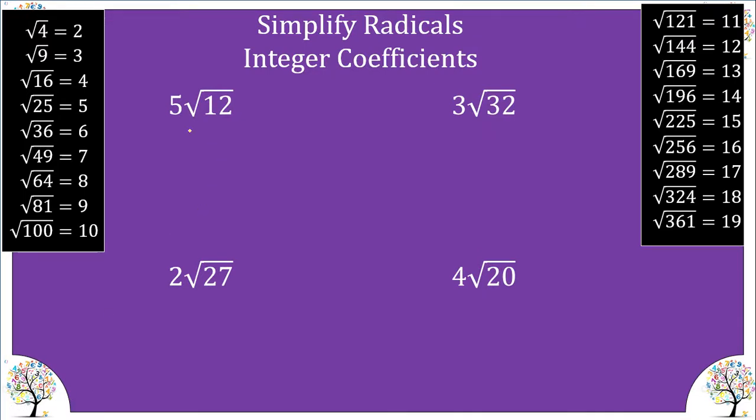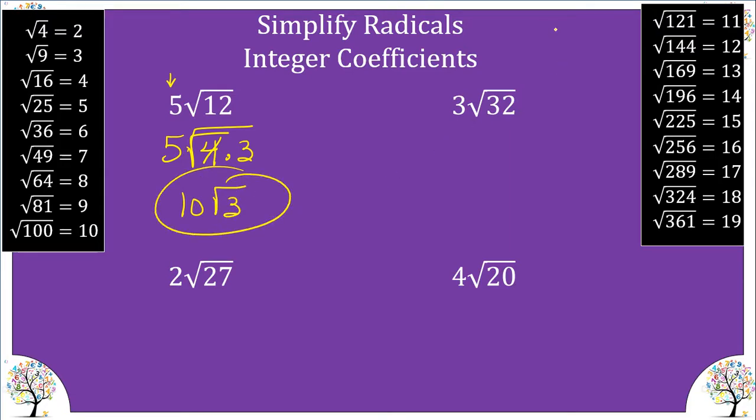Now we have some that have coefficients already here. This just means 5 times the square root of 12. So that means we're going to simplify radical 12 first and then multiply the root by 5. It's kind of like parentheses. You do this first. So we bring down the 5. We're going to break 12 into 4 times 3. The square root of 4 is 2, times 5 is 10, radical 3.